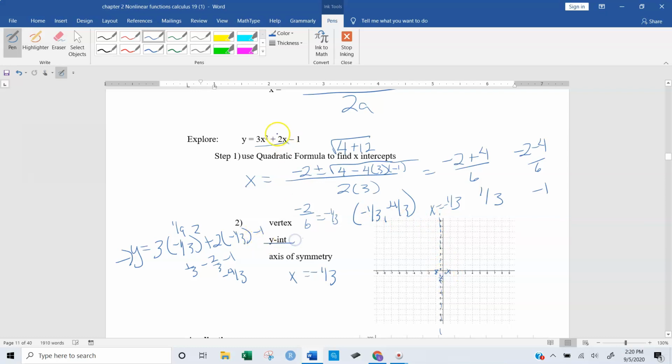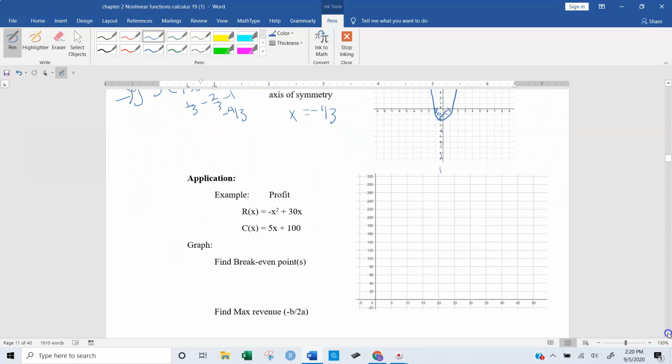We know our y-intercept is the last value. So our y-intercept is negative 1. So negative 1 is where our y-intercept is, and we can mirror that if we would like. And we can draw in our parabola, which happens to be fairly thin.